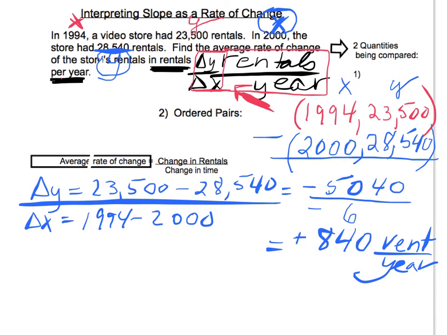If you did not understand this word problem, you need to rewind it and listen to it again. It all starts by writing this rate of rentals per year, right here, as a fraction. And then putting the definition, delta y over delta x, next to it. That way you know exactly that x is year and the y is rentals. Then you go back into your problem and build your ordered pairs.